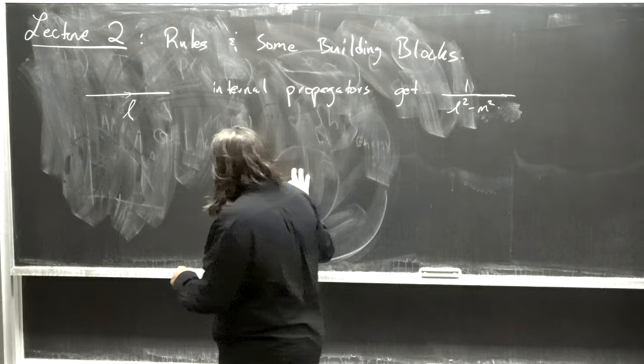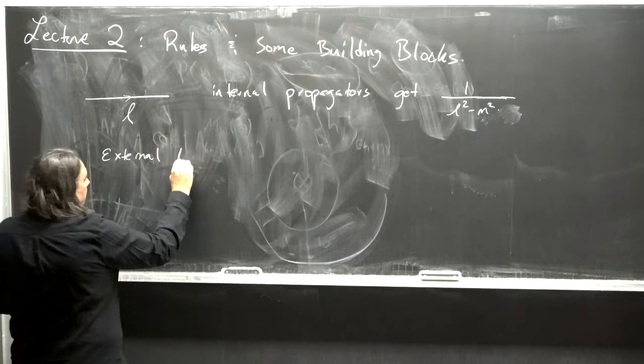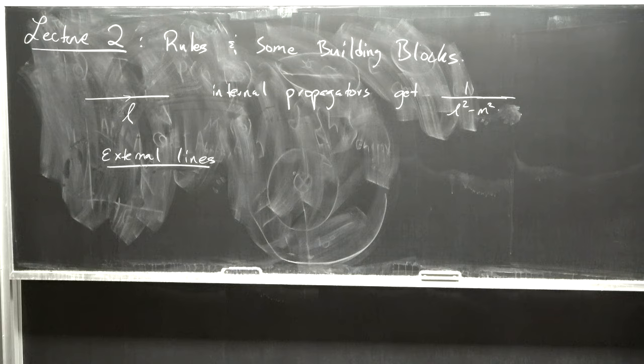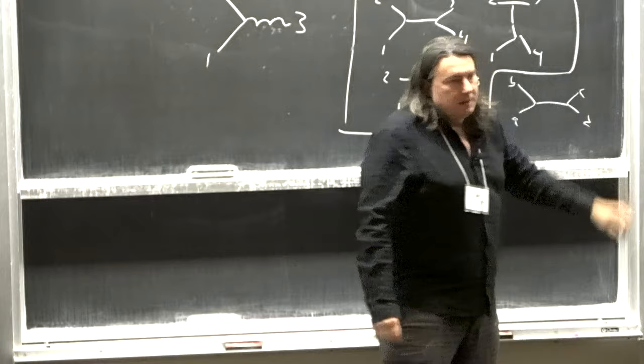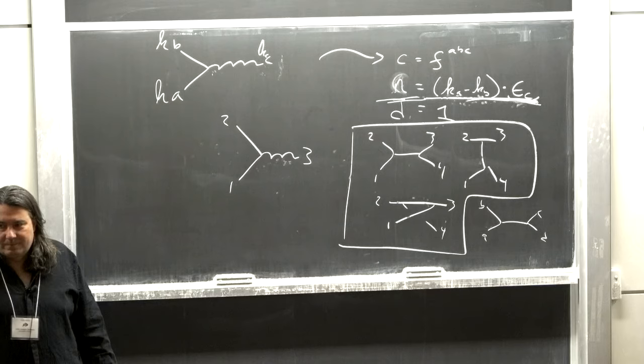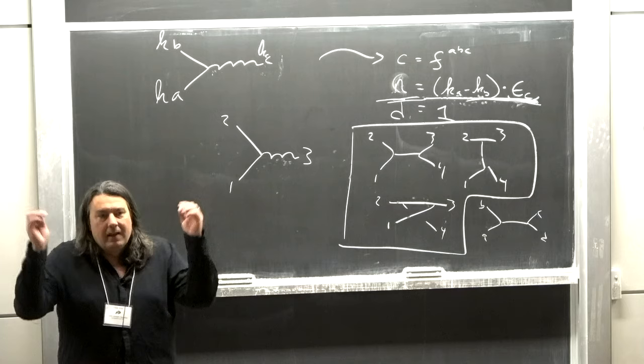What about external stuff? What are the rules of the game for external lines? Well, we already saw one for vectors. For spin one, a vector gets a polarization. Why does spin one get a polarization? You have to know how it's polarized. So how many physical degrees of freedom do massless vectors have? Two. Okay, so everybody knows that. I mean, at least many people in the room were able to quote that. So two physical degrees of freedom.